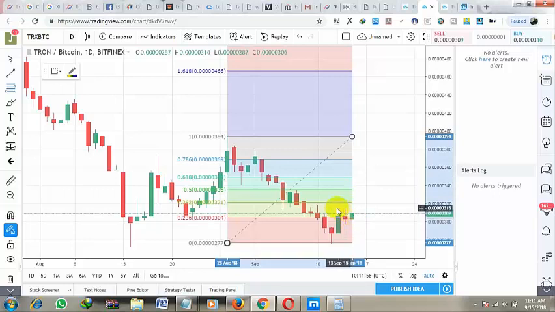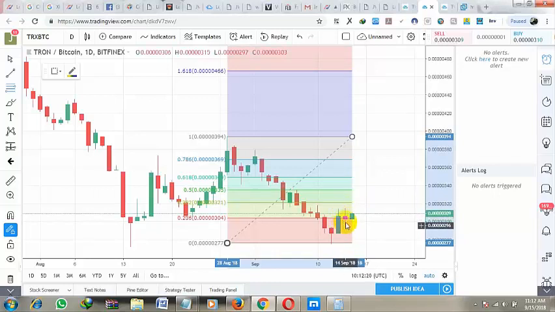Now, the Fibonacci tool is not just used for detecting your resistance. All these points are also support levels, because once any resistance is broken and then it starts pulling back, that resistance point turns back into a support.